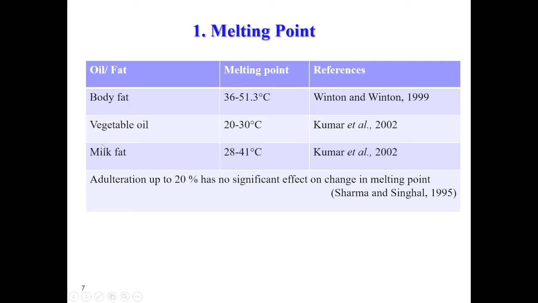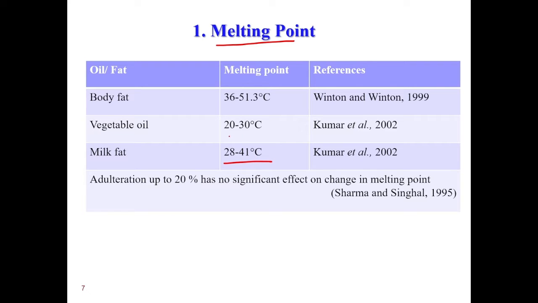Now we will see some of the methods to detect adulteration in ghee. Some of the old methods also we'll see, and then we will switch to some of the latest developments which have been made to detect adulteration in ghee. So the first point is the melting point. Now, ghee has a variable composition of triglycerides, so it does not have a uniform melting point. It has a broad range, because of the variable composition of the triglycerides present in it. The melting point of milk fat ranges from 28 to 41 degrees Celsius.